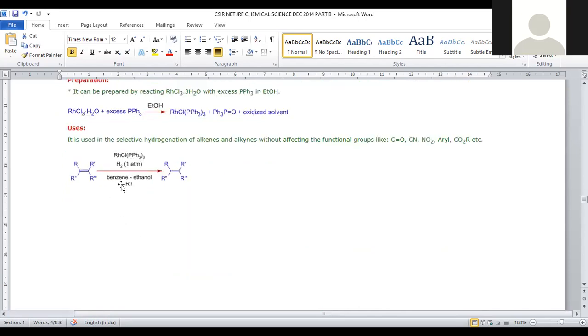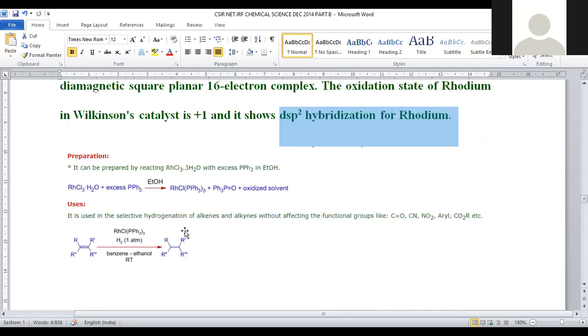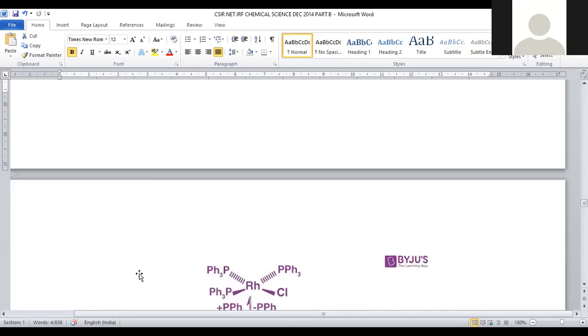Then what is the major purpose of this Wilkinson catalyst? It is especially used for the reduction of olefins, double bond compounds, with the Wilkinson catalyst and hydrogen at one atmosphere pressure. A benzene, ethanol, aprotic and protic solvent mixture can be employed for this kind of transformation, and room temperature is sufficient to perform the reaction. So the double bonded system is turned into a single bonded system by this reduction process. This is called the main application of this one.